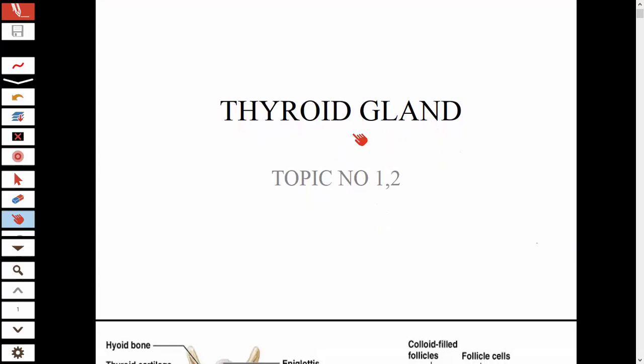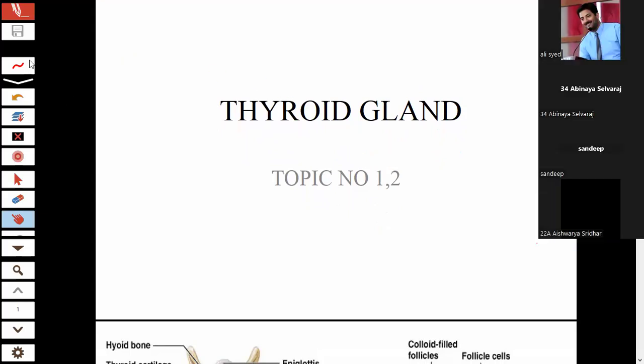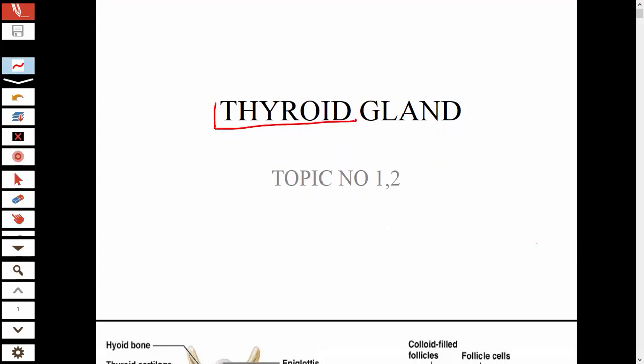Also, you must know some of the important points in relation to the embryology of the thyroid gland. Why is embryology important? Because there are some important clinical correlations which they can ask you in relation to the embryology of the thyroid gland. So first of all, we must start from the thyroid gland.